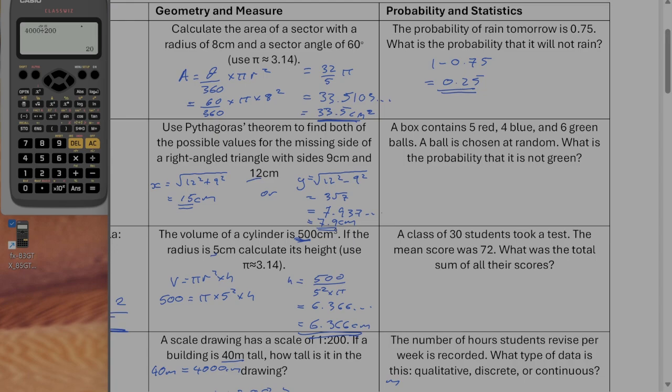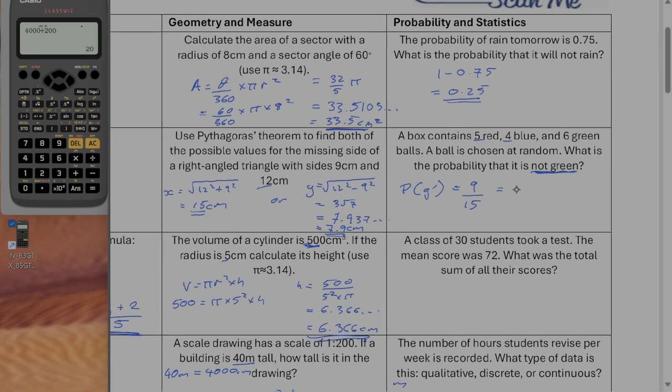A box contains 5 red, 4 blue, and 6 green balls. A ball is picked at random. What is the probability that it is not green? So probability of it not being green. So I'm going to say P G dash to say the complement of G. So the number of not green balls we've got is 9, and the number of balls that we've got is 15. If I cancel down by 3, it's 3 over 5, which would be absolutely fine, or we could go 0.6 or 60%.